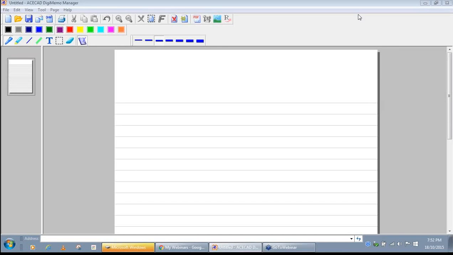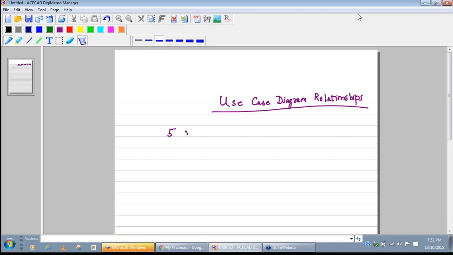We will learn about use case diagram relationships. Friends, there are 5 relationships in a use case diagram. We will now learn about them.